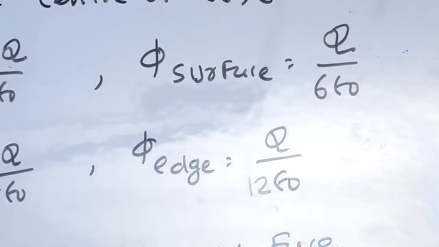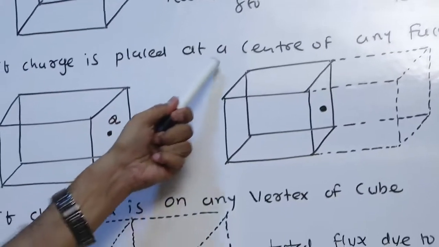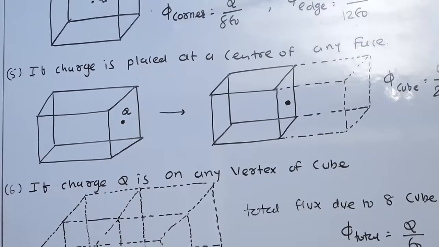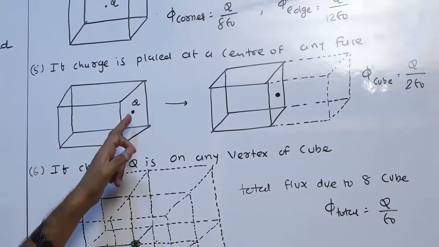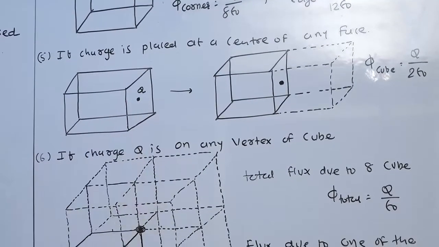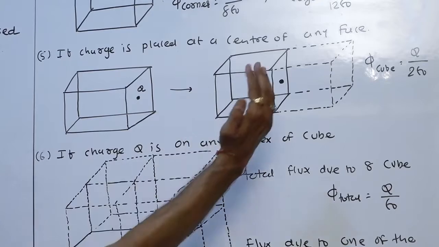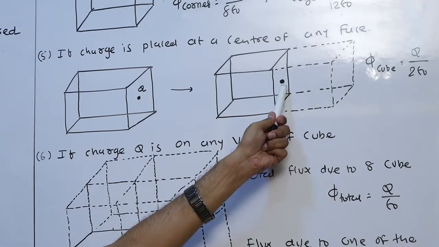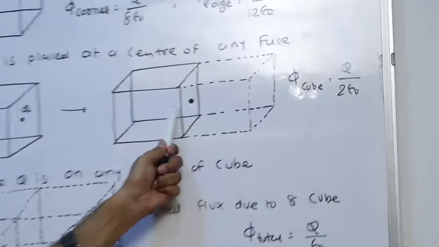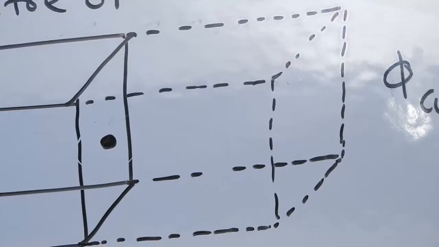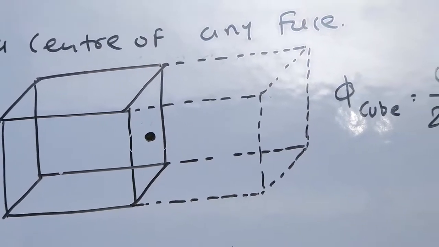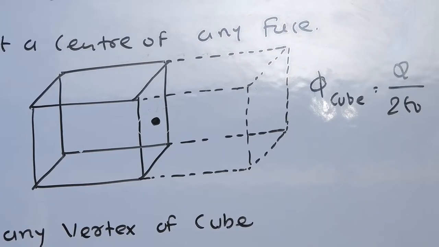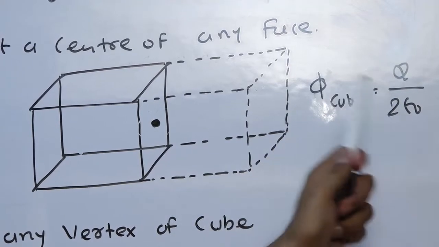Okay, next example. Charge q is placed at the center of one of the faces of the cube. Students, to calculate the flux linked with this cube, first of all we use another cube that encloses this charge. So we draw another cube that encloses the charge. Due to 2 cubes, flux is q by epsilon 0. So due to 1 cube, the answer will be q upon 2 epsilon 0. Therefore phi cube is equal to q upon 2 epsilon 0.